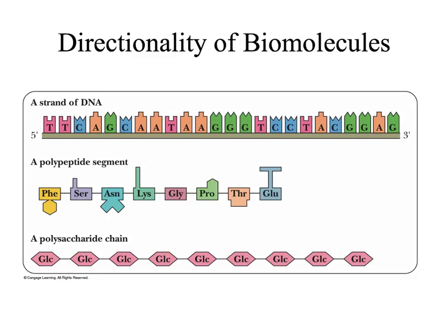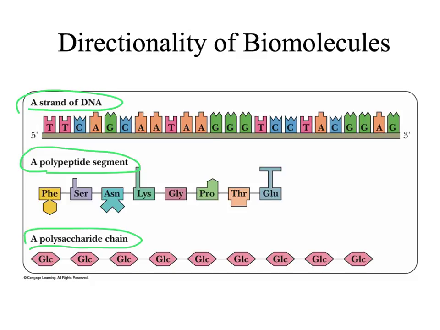So as we mentioned, the structure of these different units and how they come together does impart directionality. And so when we're looking at directionality, we can see that things organize in a particular way, and that's going to be important as we move through our study. So here we're looking at DNA. Here we have a polypeptide segment, so this is a protein here. And then we have this polysaccharide chain or carbohydrate here.